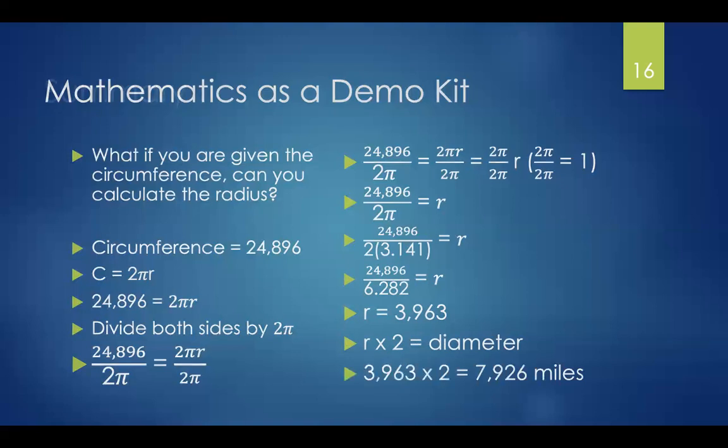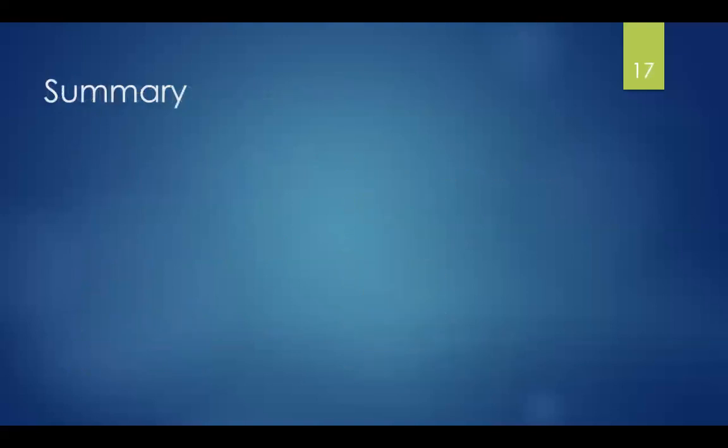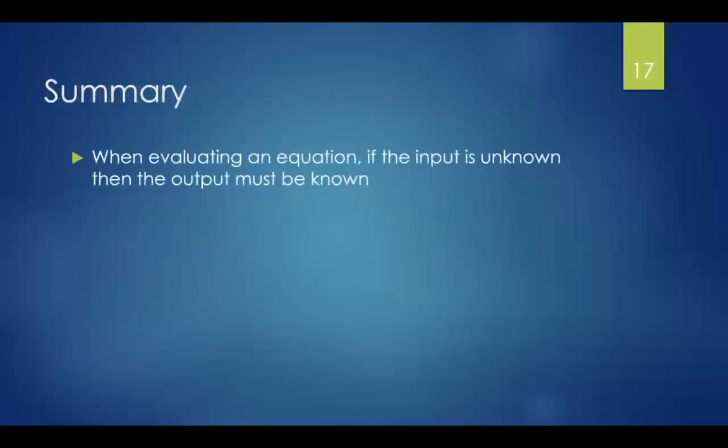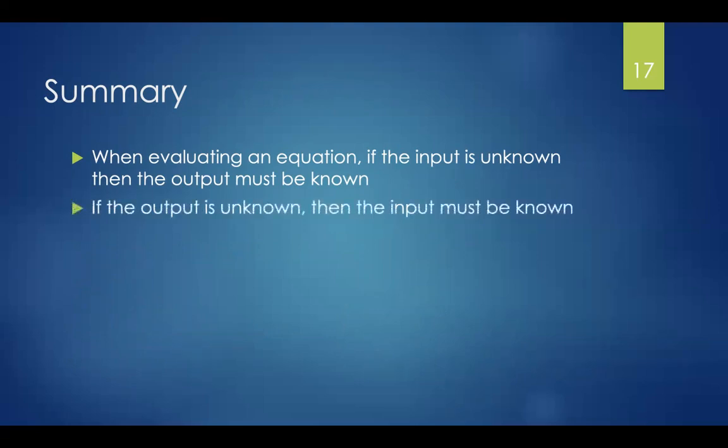Okay. So now let's summarize this and we'll call it a day. Summary: when you evaluate an equation, if the input is unknown, then the output must be known. Does that make sense? Yes, sir. Okay. If the output is unknown, then the input must be known. And if you read the chapter on diagnosis in Sister Tina, that was book 3, chapter 4, correct?